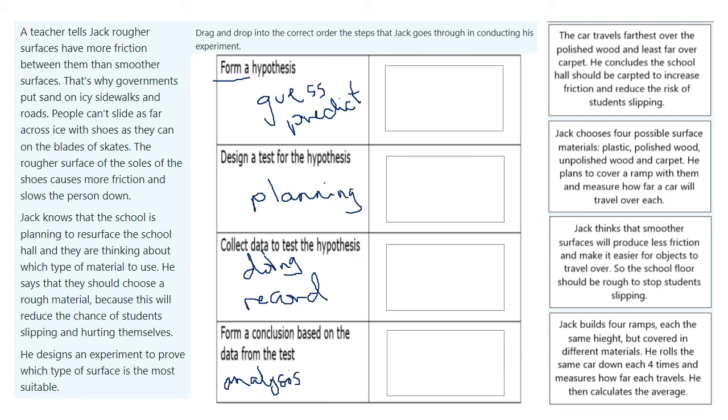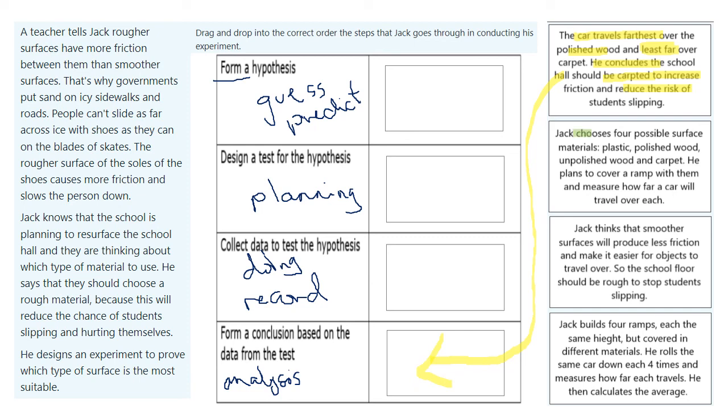Or the car travels furthest over the polished wood and least far over the carpet. He concludes, the school should be carpeted to increase friction and reduce the risk of students slipping. He's making a conclusion based on what he saw. He saw the car traveled furthest over polished wood. He saw the car traveled less far over a carpet. So he made a conclusion.